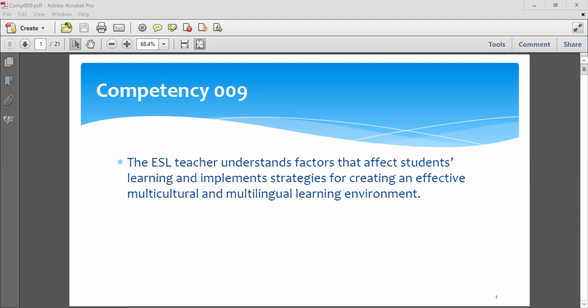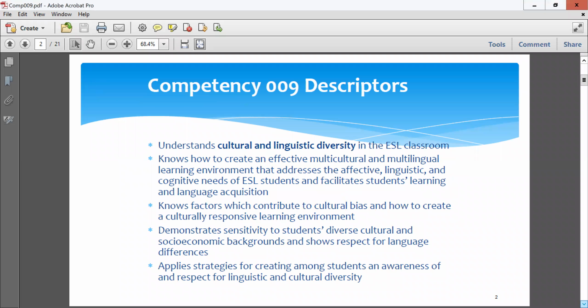Competency 9. The ESL teacher understands factors that affect students' learning and implements strategies for creating an effective multicultural and multilingual learning environment. What does that really mean? These are the descriptors for this competency. Understanding cultural and linguistic diversity and how that works in the classroom. How to create an effective multicultural and multilingual learning environment.